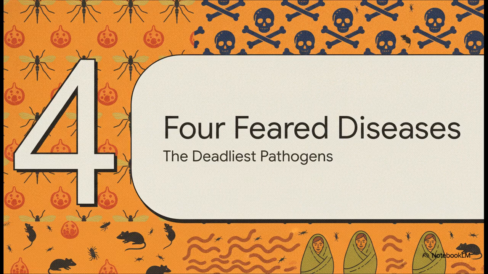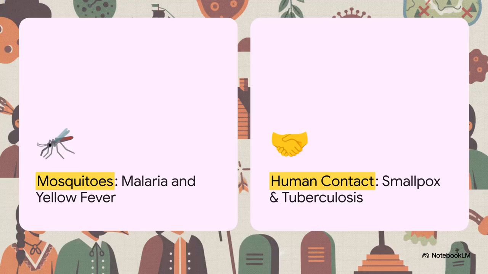Section 4. Feared diseases. All right, let's look at the heavy hitters. From the colonial era right through the American Revolution, people constantly suffered from outbreaks that attacked in two main ways. On one side, we have the mosquito-borne illnesses, malaria and yellow fever, which absolutely thrived in warmer climates and standing water. On the flip side, you had diseases spreading through human contact, smallpox and tuberculosis, which just tore through the densely packed, poorly ventilated homes of early colonial cities.